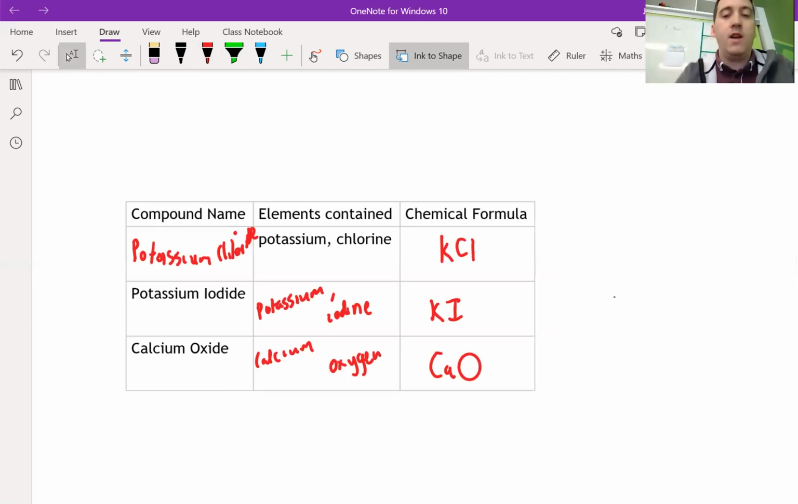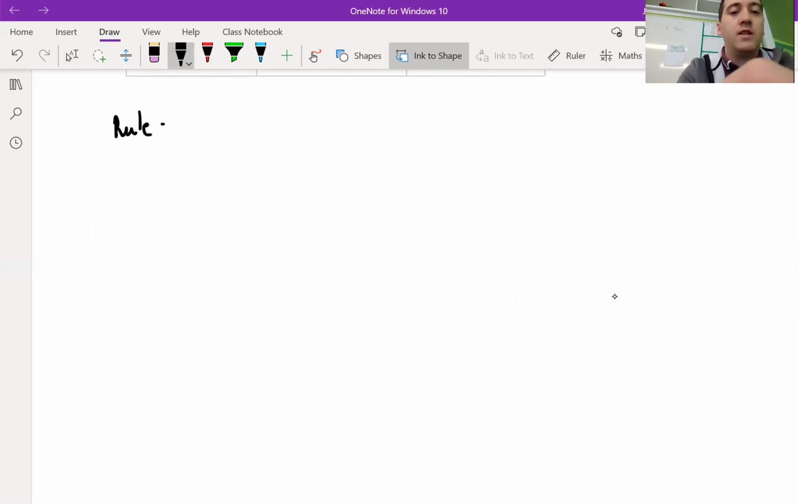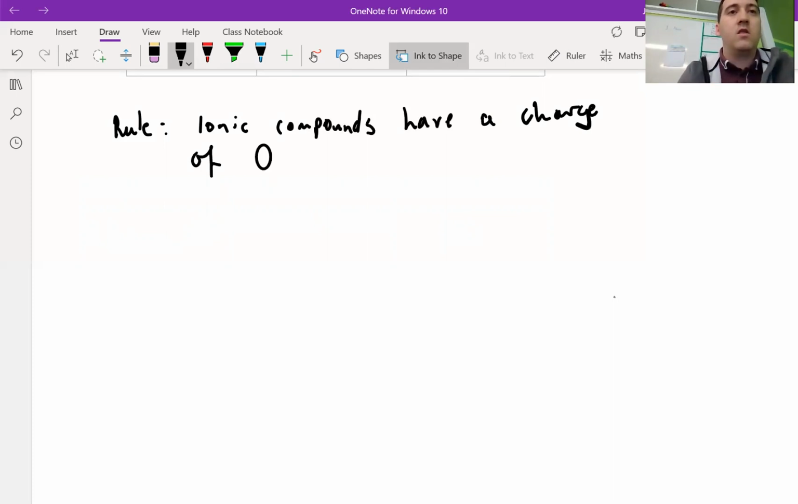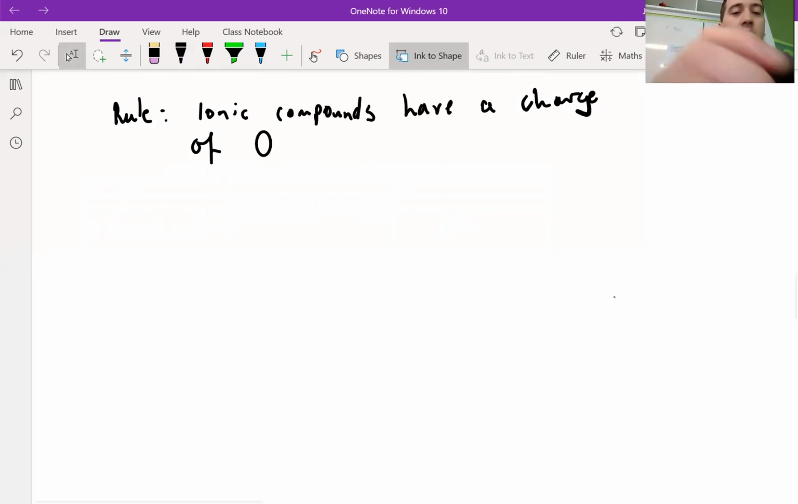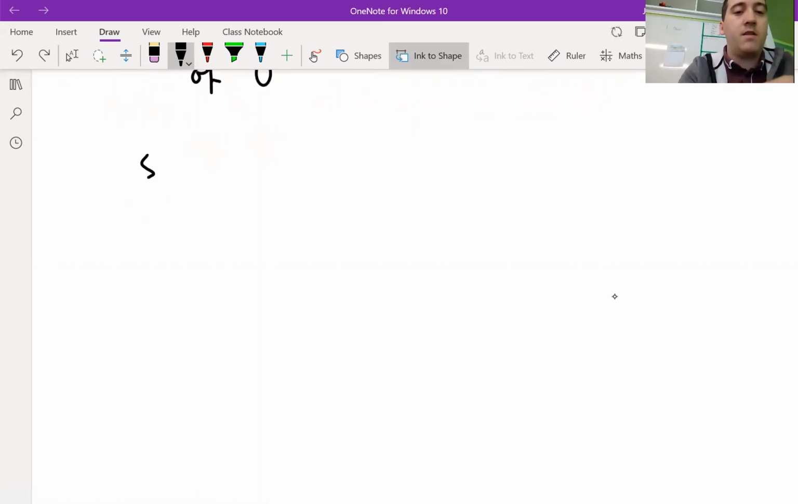Let's look at some that are a little bit harder now. Remember, we still have that same rule. The rule is that ionic compounds have a charge of 0, or have a neutral charge. That's the rule. Let's try one that's a little bit harder. Here, I've got the compound sodium oxide.